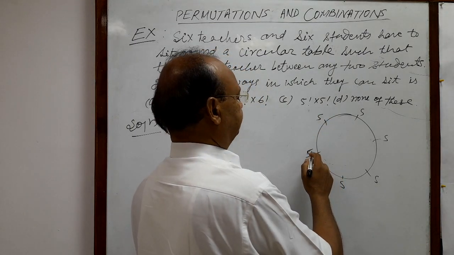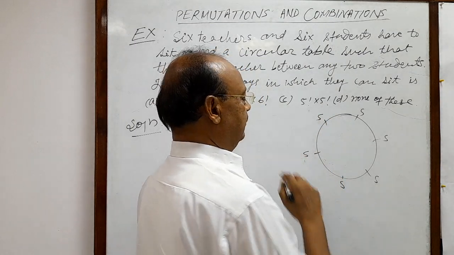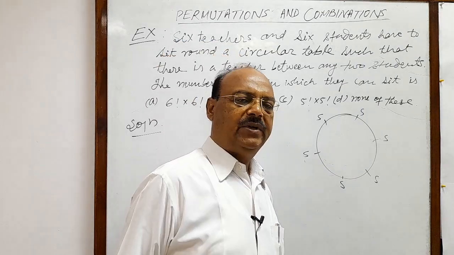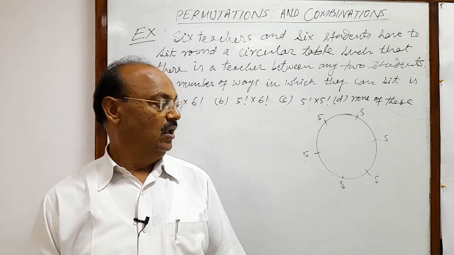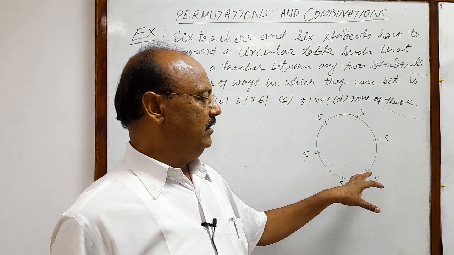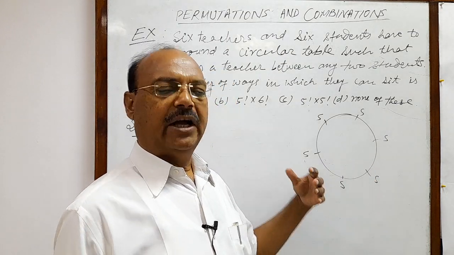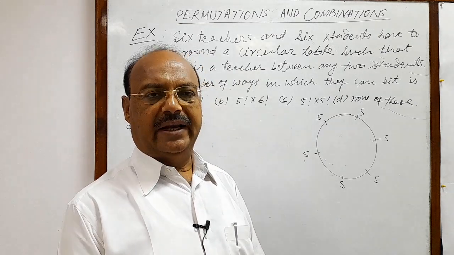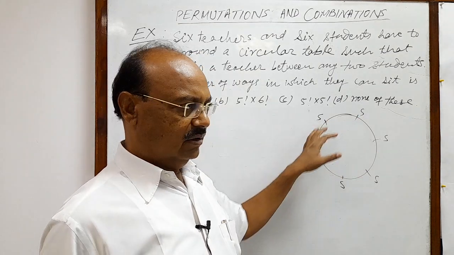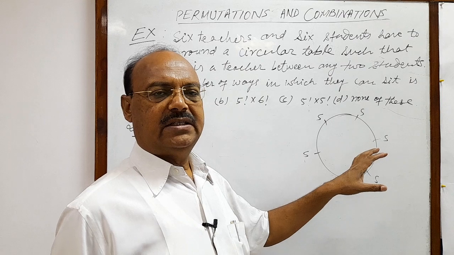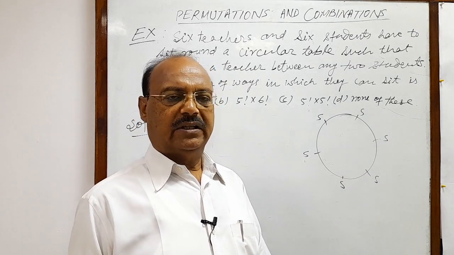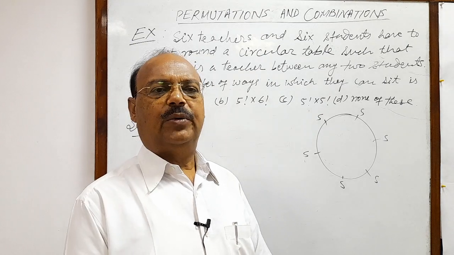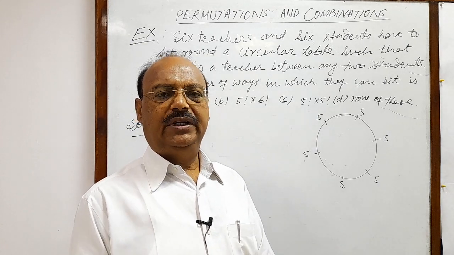Okay, remaining 5 seats. As we have seen in so many questions in previous videos, 5 students or any 5 persons can be arranged in 5 places in how many ways? 5p5, as per the basic formula of permutation, 5p5.